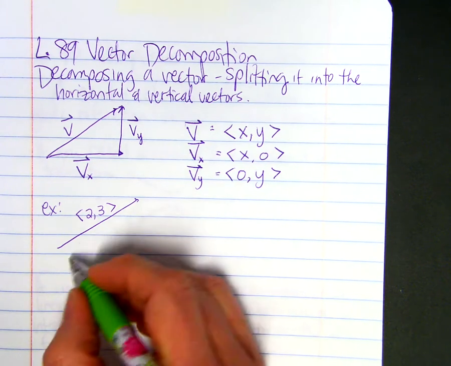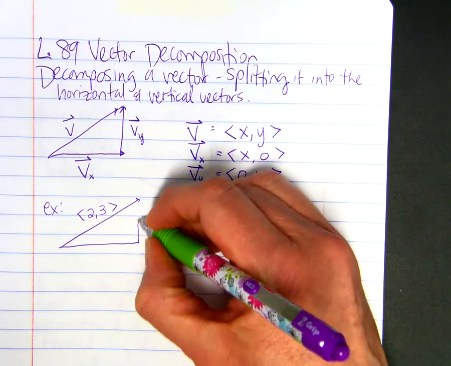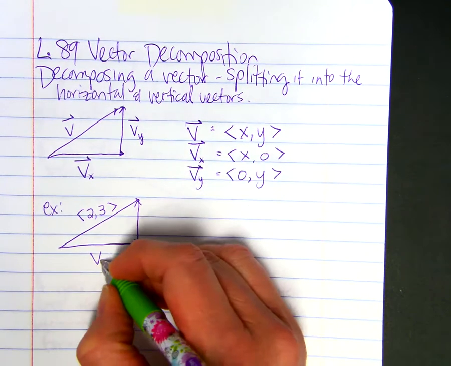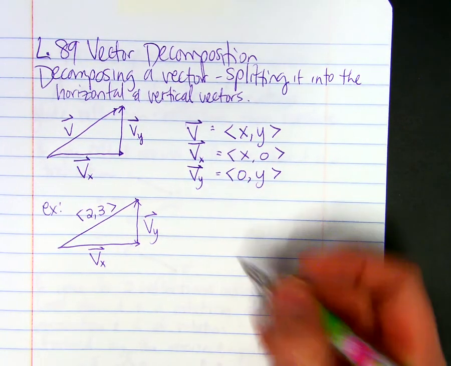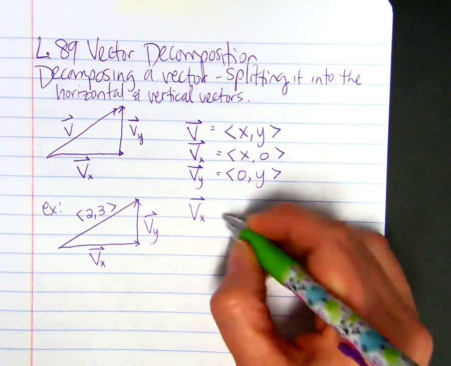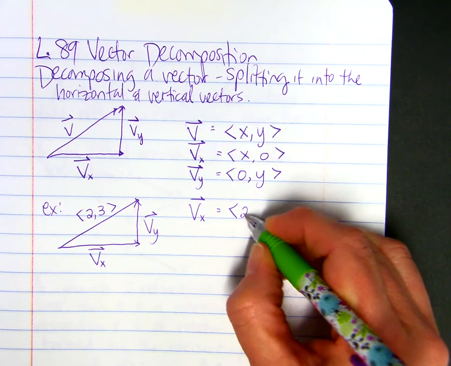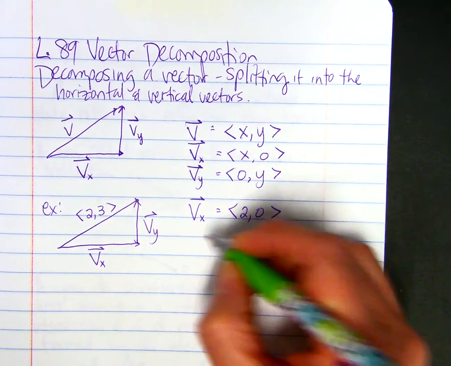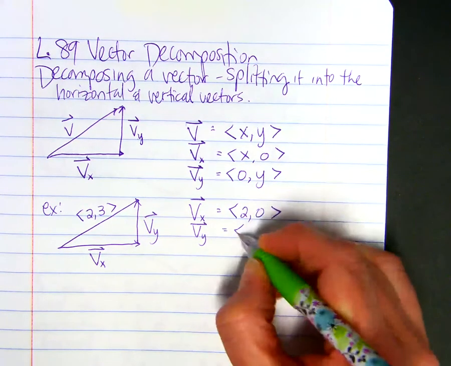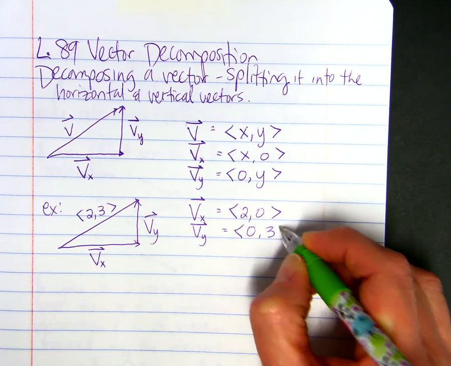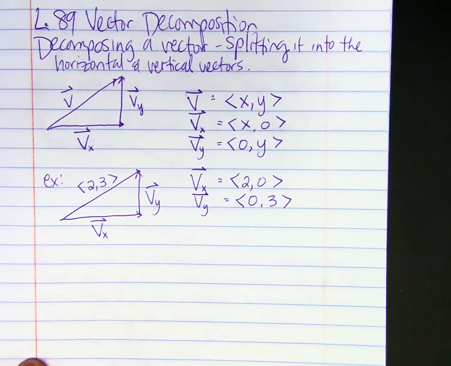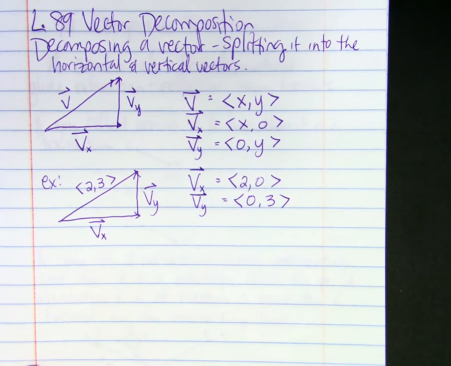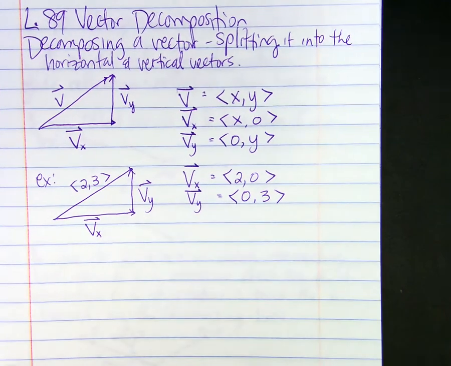And if we want to decompose it, vector v sub x, vector v sub y. So we want to find each of those vectors. V sub x is just equal to 2, 0, and v sub y is equal to 0, 3. That part is not too hard. We just split it up into two different vectors.